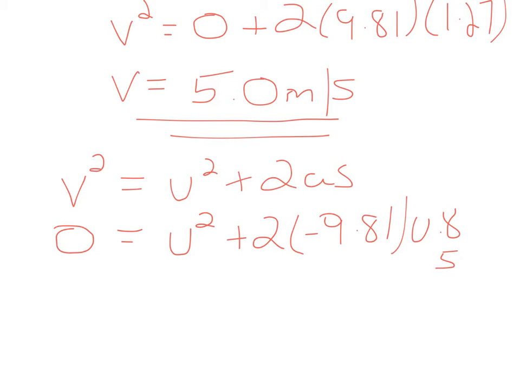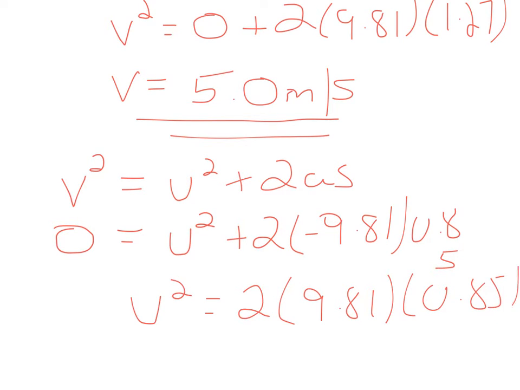So when we rearrange that, we now get u squared equals 2 times 9.81 times 0.85, and then solving that for u gives u equals 4.1 meters per second. Again, some of you didn't square root it. That makes sense. It's got to a lower height than it was dropped from, so we'd expect the speed here to be less than the final speed there.